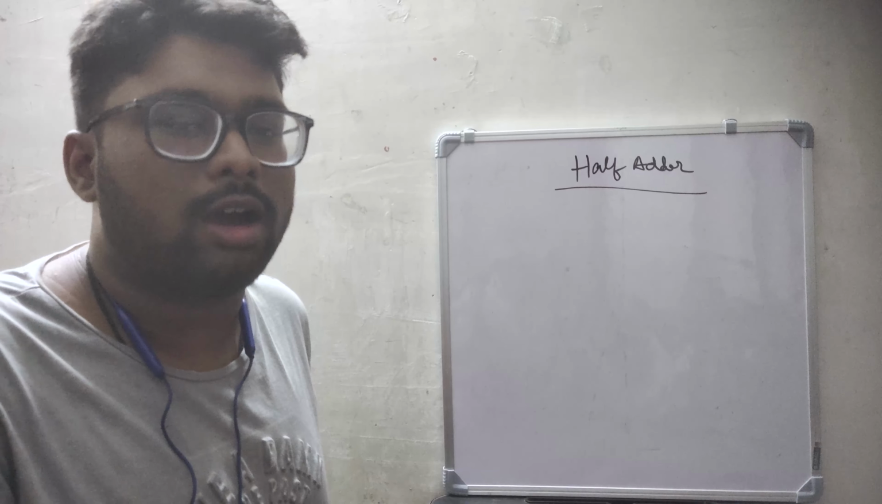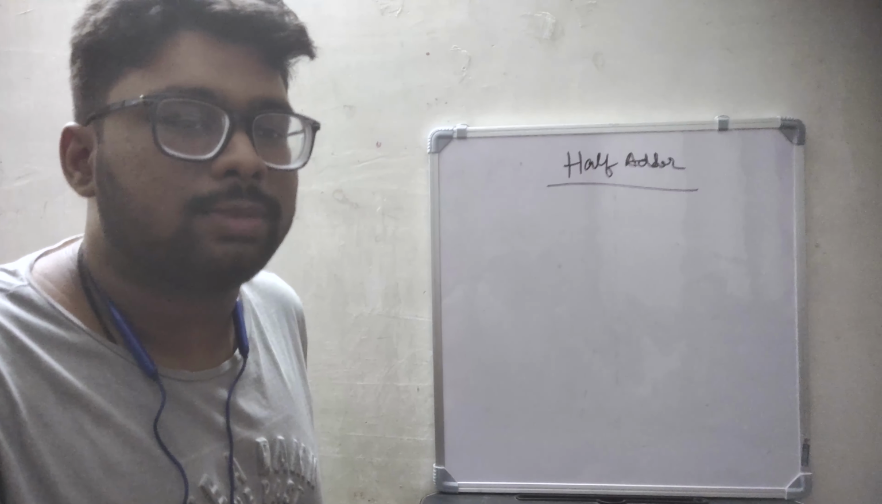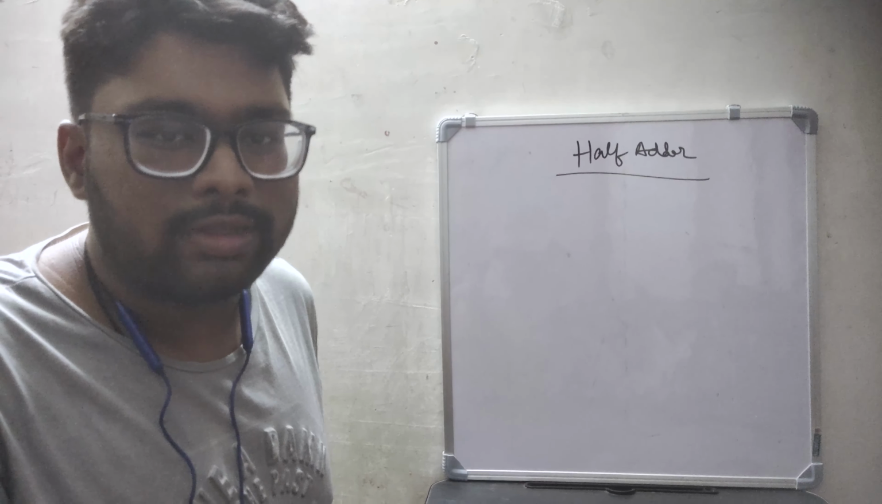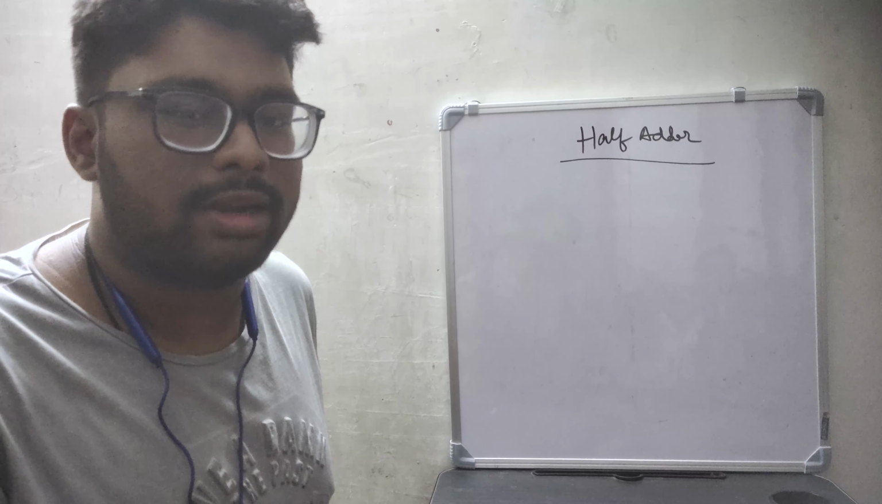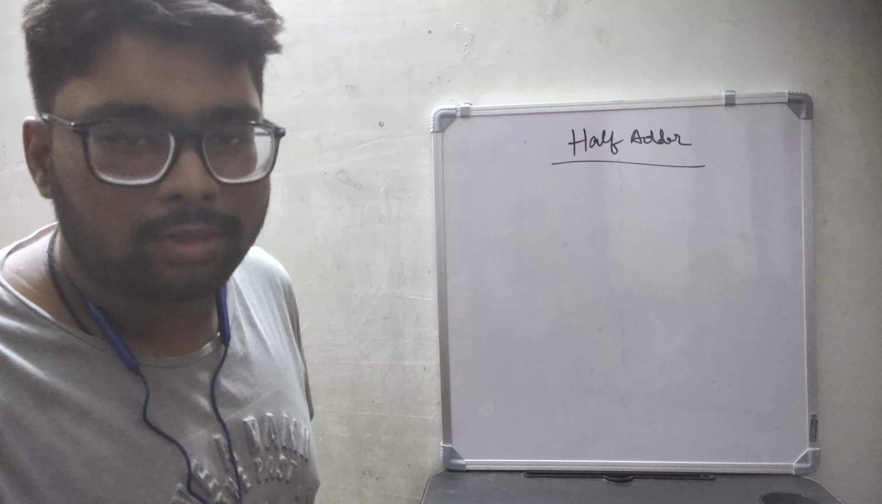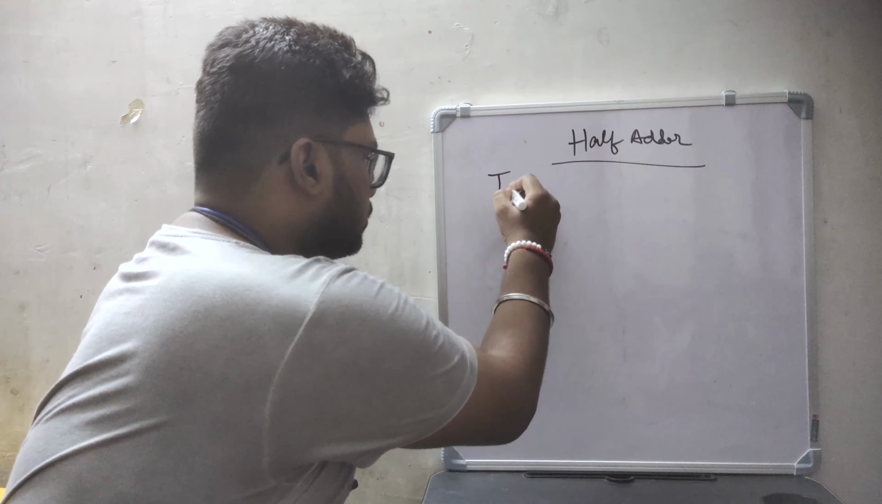So we are going to talk about half adder. A half adder is basically a combinational circuit which takes two binary inputs and gives us two outputs, a sum and a carry. So a half adder has the truth table like this.